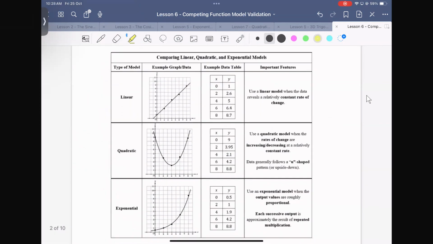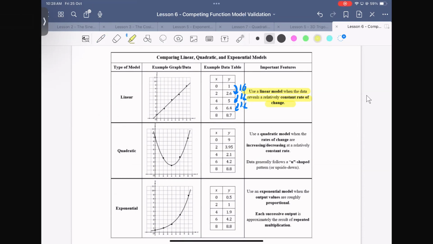So just reminding ourselves of the three models we've seen so far. The linear model. We're going to use the linear model when data reveals a relatively constant rate of change. So with a linear model, you want the number that you're adding each time to be the same, roughly. So here we're at 1.4. Here we're at 1.4, here we're at 1.6. So it's roughly the same.